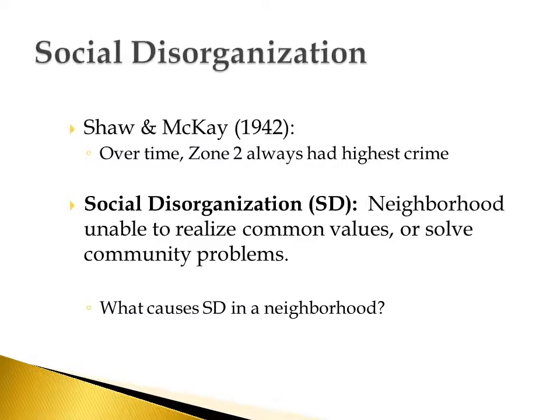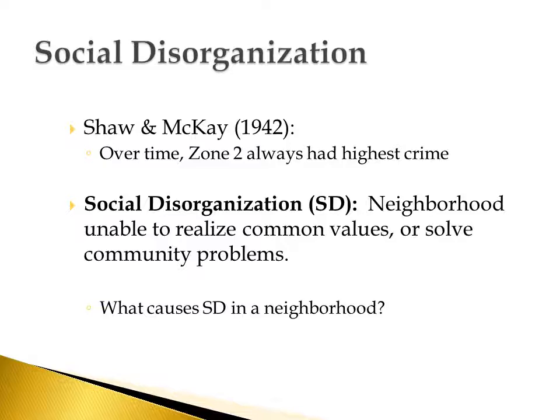One thing that Shaw and McKay had to talk about in this theory was, okay, if you've defined this concept, social disorganization, what causes that? What makes a neighborhood become socially disorganized? And for Shaw and McKay, that was 3 basic things. The first one was communities who have a population that is very heterogeneous. And what they meant by that is a population made up of people from a variety of different backgrounds, speaking different languages, having different customs.